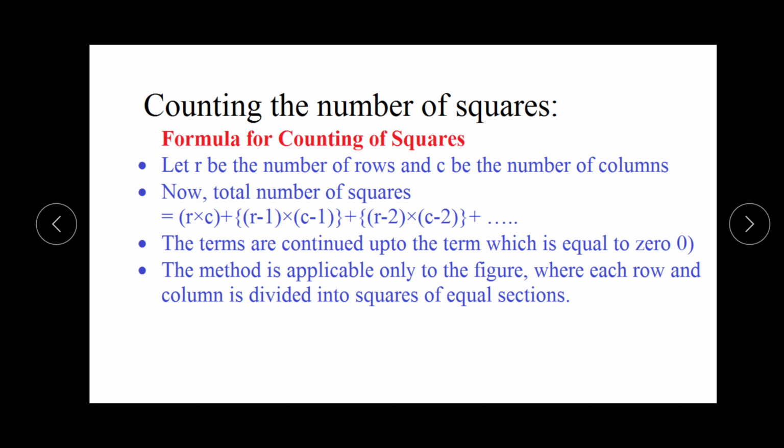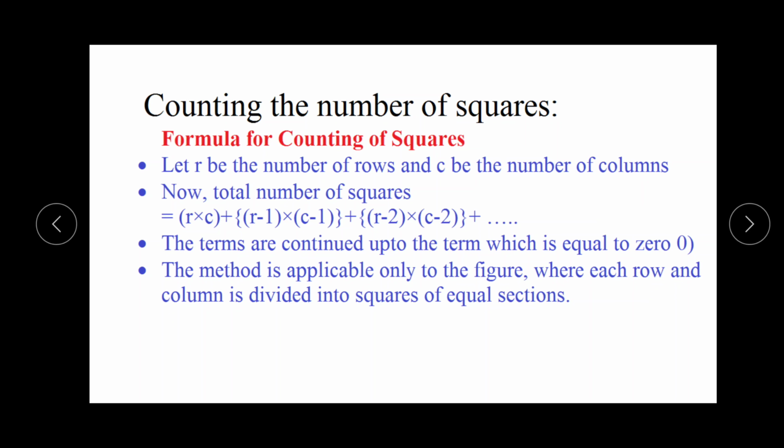Counting the number of squares. Now this is the time to find out or to count the squares in the given figures. Formula for counting the squares. Let R be the number of rows and C be the number of columns. Now the total number of squares is R multiplied by C plus (R minus 1) multiplied by (C minus 1).